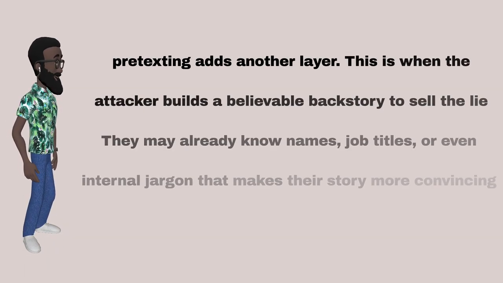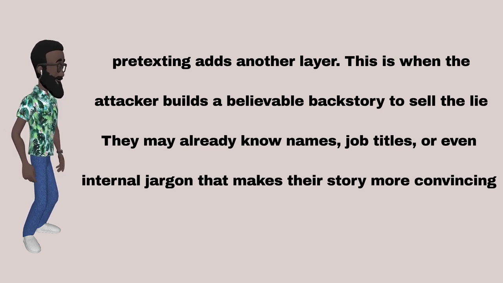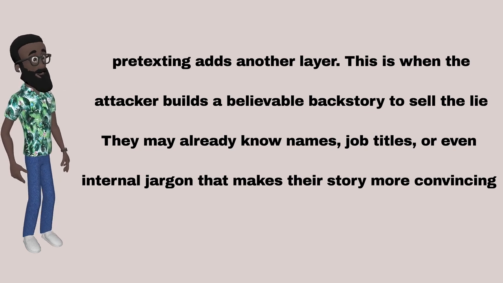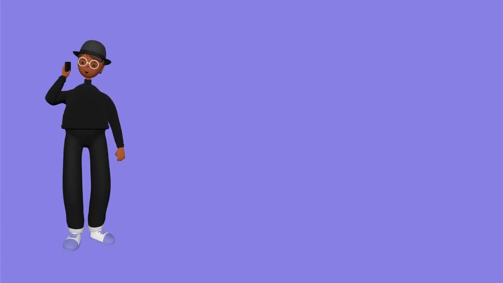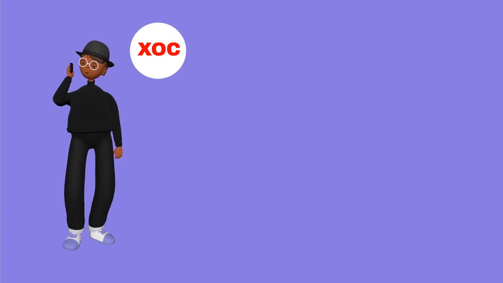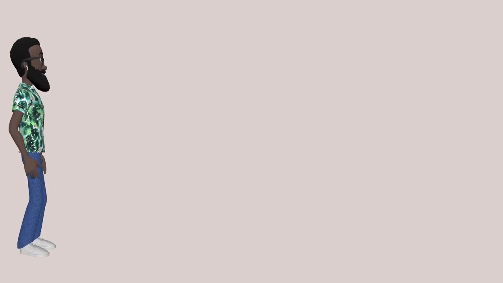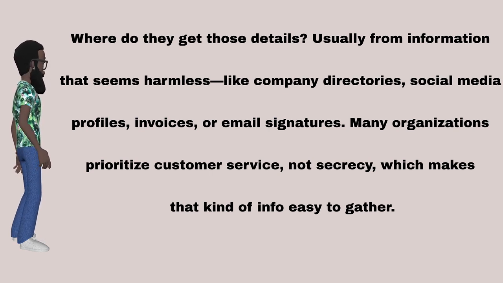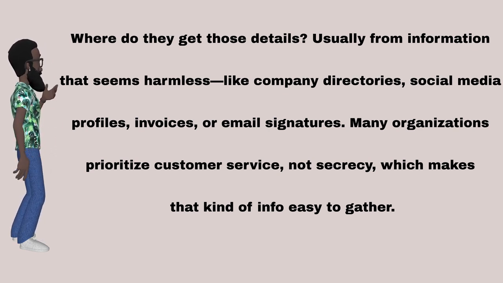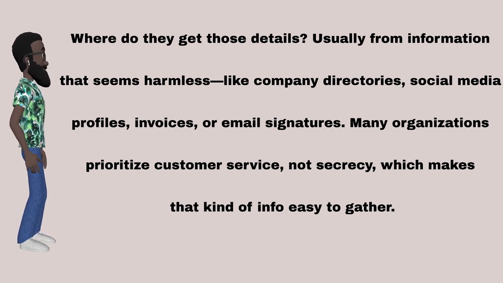Now, pretexting adds another layer. This is when the attacker builds a believable backstory to sell the lie. They may already know the names, job titles, or even internal jargon that makes their story more convincing. The attacker might say something like, "Hey, I'm calling from the XOC to fix an issue flagged on your machine. I just need your login to resolve it." Where do they get these details? Usually from information that seems harmless, like company directories, social media profiles, invoices, or email signatures. Many organizations prioritize customer service, not secrecy, and that makes that kind of information easy to gather.